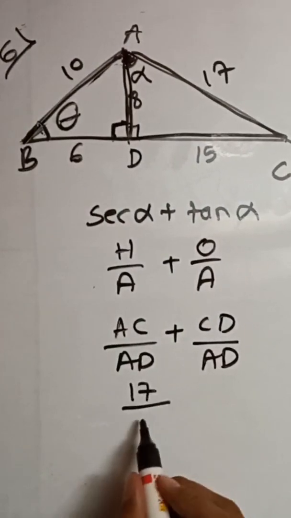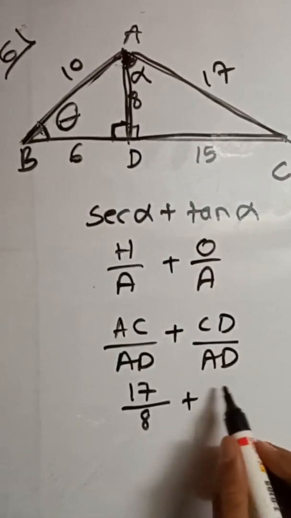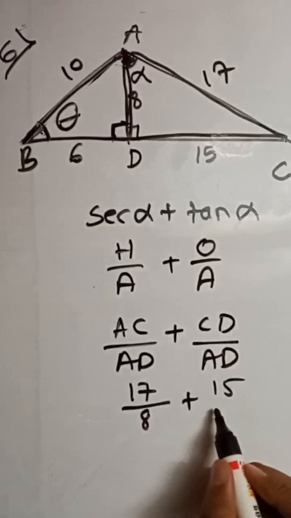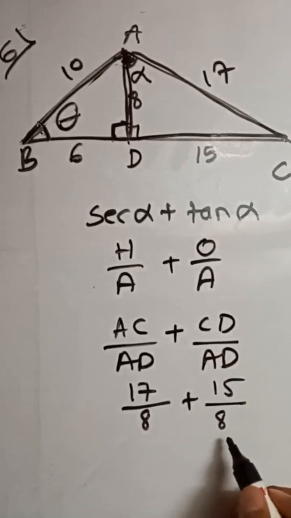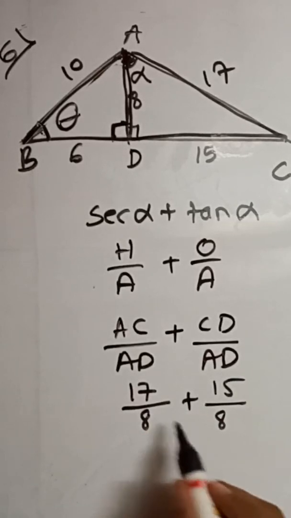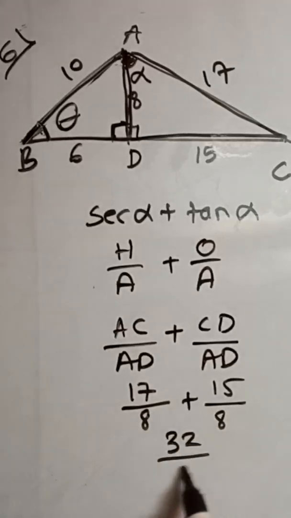AC is 17 upon 8 plus CD is 15 upon 8. When you add this, you will get 32 upon 8, that is 4. So your answer is 4 here.